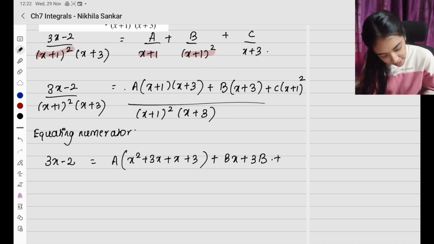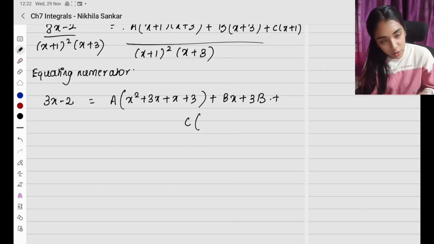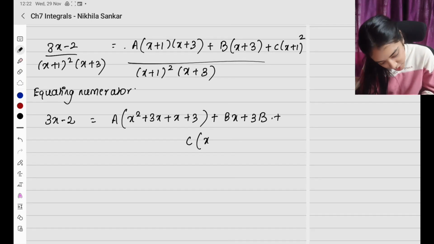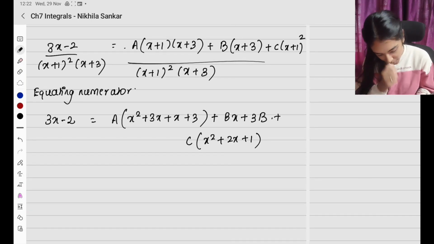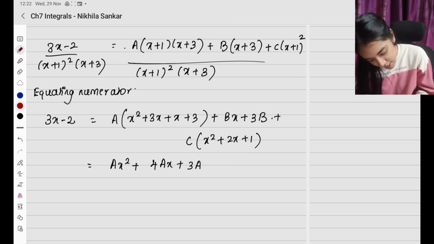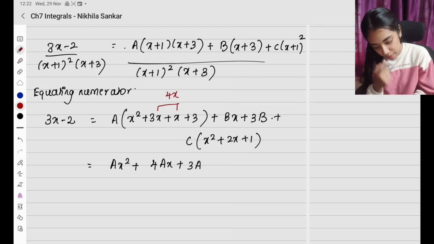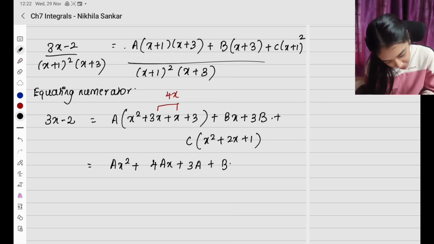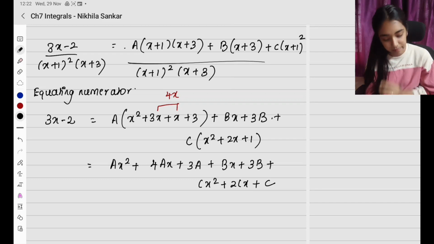Okay. Next, what is there? c times, I will open the (x plus 1) whole square bracket. So it is going to be x square plus 2x plus 1. So now what will the right hand side be? I'm going to multiply everything inside. So I have a x square plus 4ax plus 3a. Understood? So this is nothing but 4x. So when I multiply it becomes 4ax plus, what is here? bx plus 3b plus cx square plus 2cx plus c.